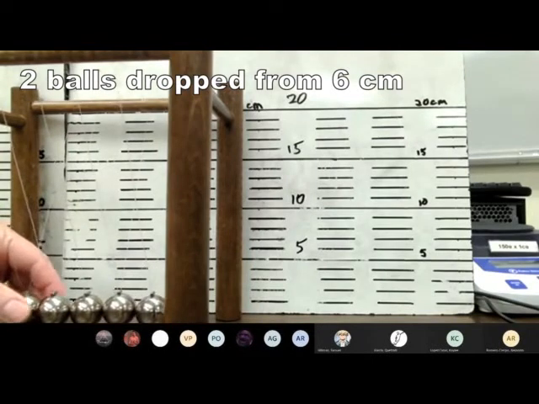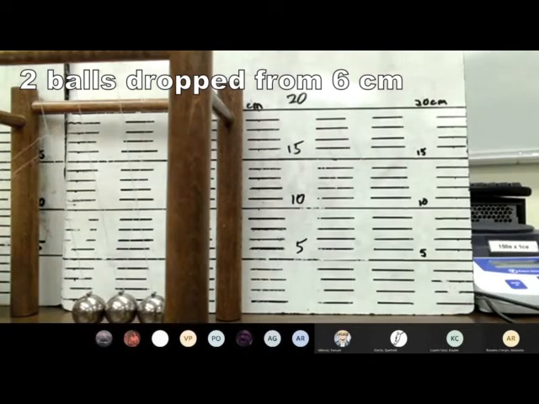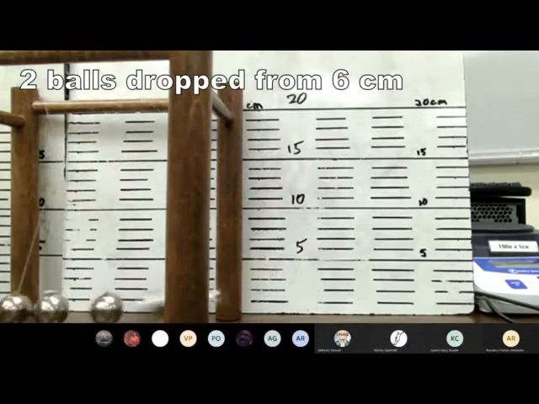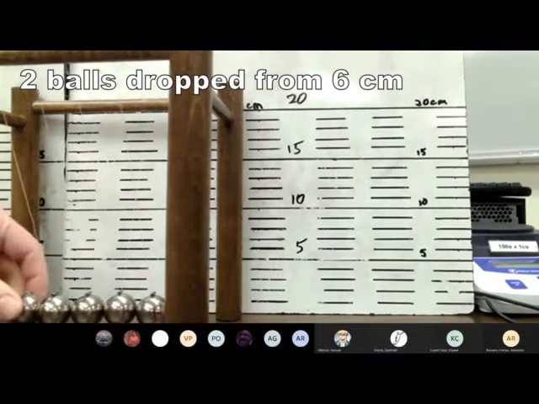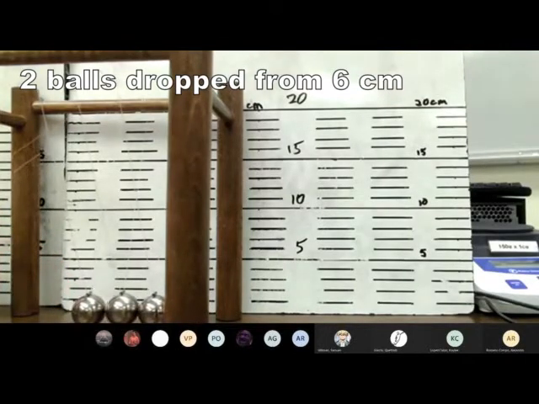Only measure the first swing. Measure the bottom of the ball. 3, 2, 1. One more. 2 balls from 6 cm. 3, 2, 1.